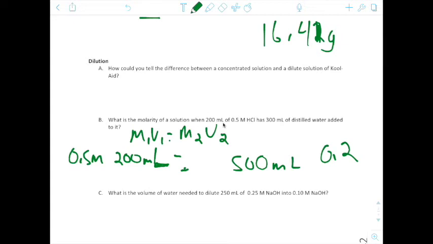C says, what is the volume of water needed to dilute 250 milliliters of a 0.25 molar sodium hydroxide into a 0.10 molar sodium hydroxide? And so we're going to use the same equation, and what we should end up getting here is a new volume of 625 milliliters.